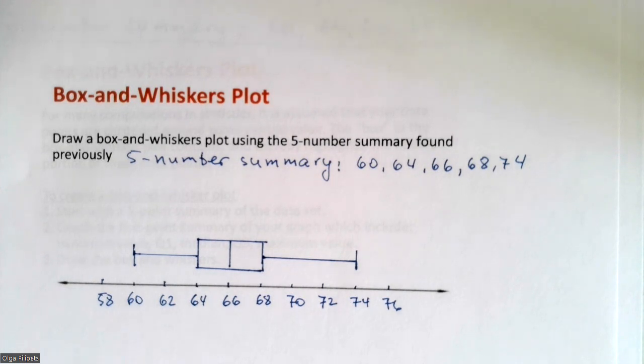So by looking at the shape of this graph, what can you say about the shape of my data set? Is it symmetric? Is it uniformly distributed, or does it have a majority of the data around the median? Is it skewed to the right, skewed to the left? What do you think?